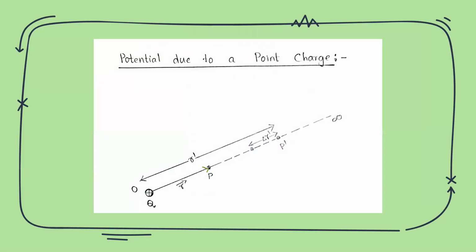Now, let us derive the expression for the potential due to a point charge. So let us start our derivation. Please look at the figure.